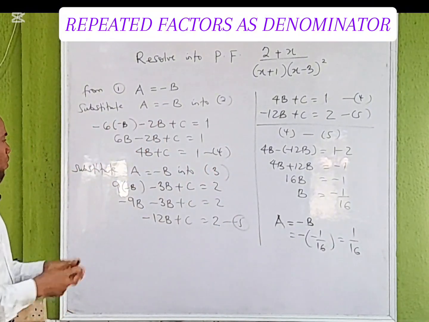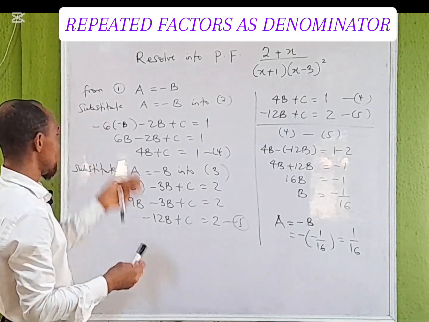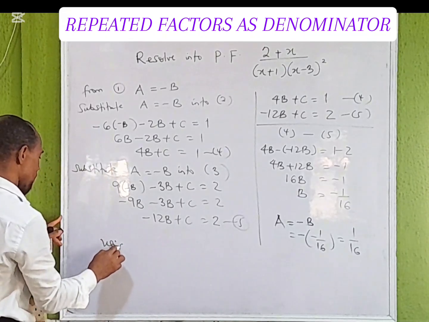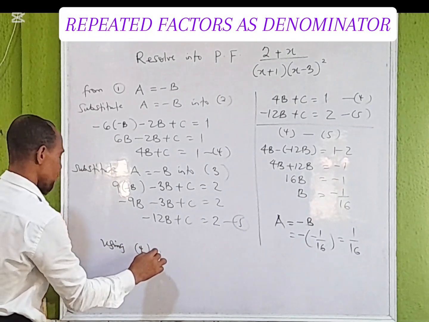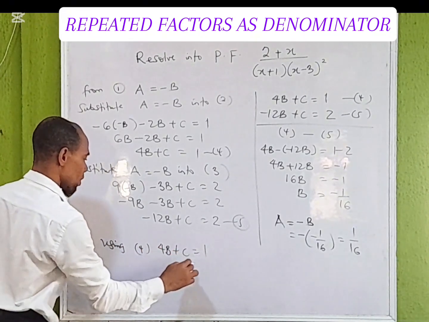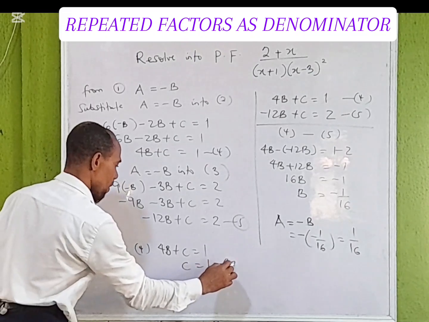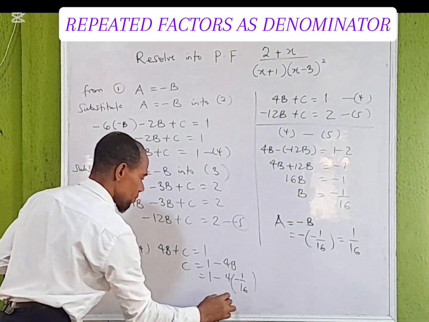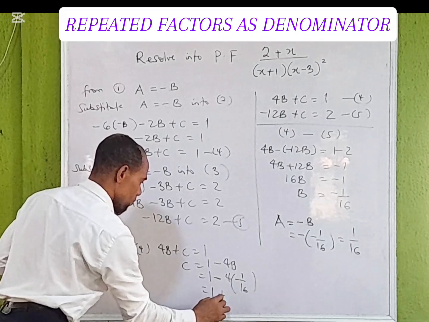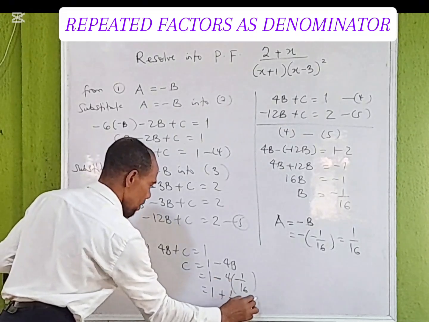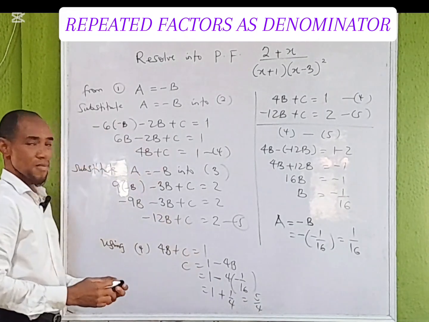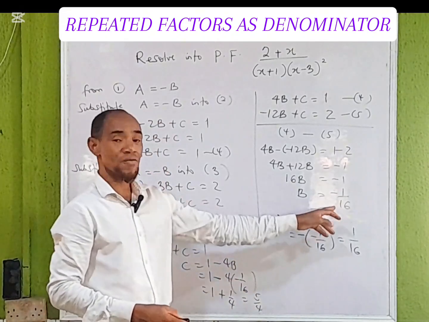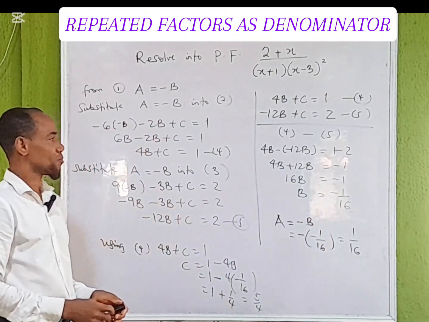We've gotten the first two. To now get our C, we can choose to use any of the equations that involve C. I can say, using equation 4, where 4B plus C equals 1, C will be 1 minus 4B. And that's 1 minus 4, and B was minus 1 over 16. So that is 1 minus times minus is plus. 4 in 16 is 1 over 4. Hence, 5 over 4. So we've gotten our three values, A, B, and C. A is 1 over 16, B is minus 1 over 16, and C is 5 over 4.